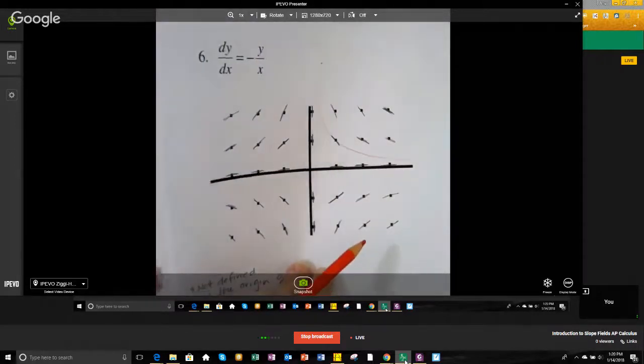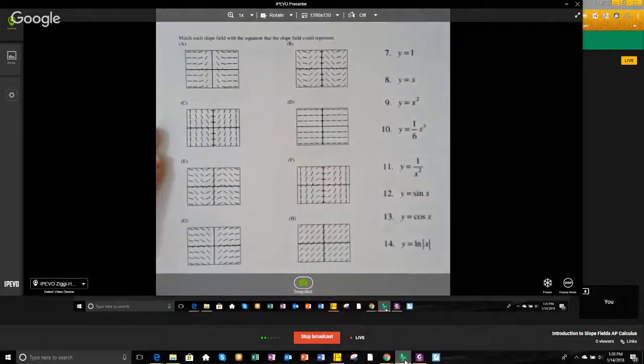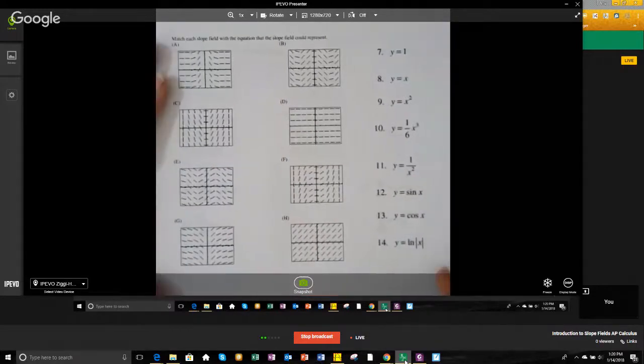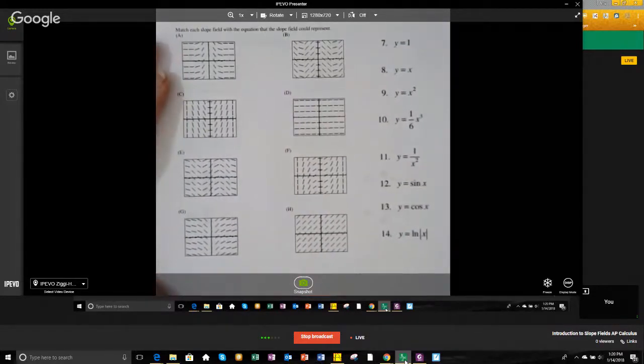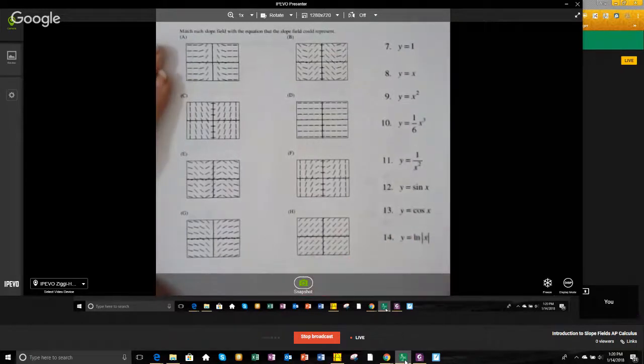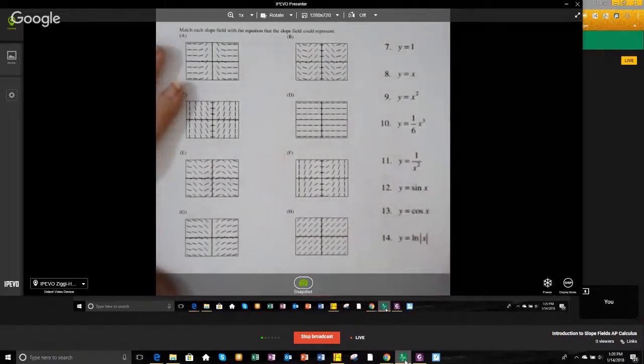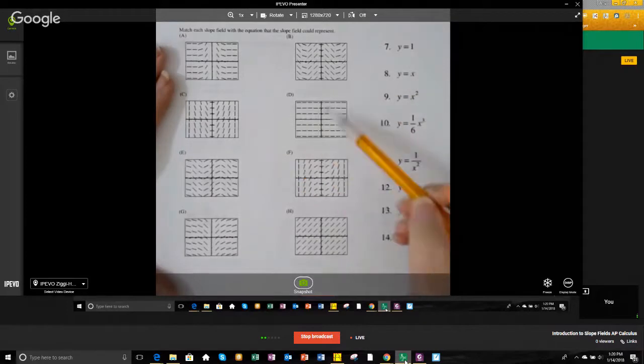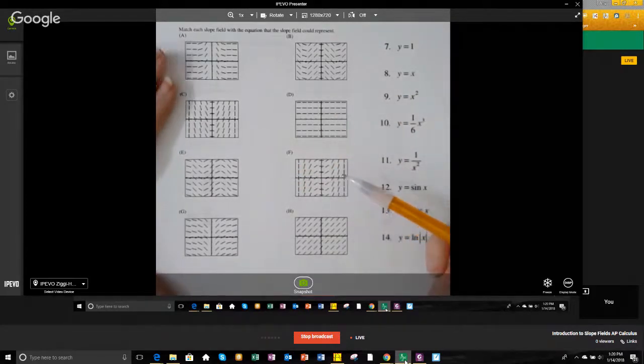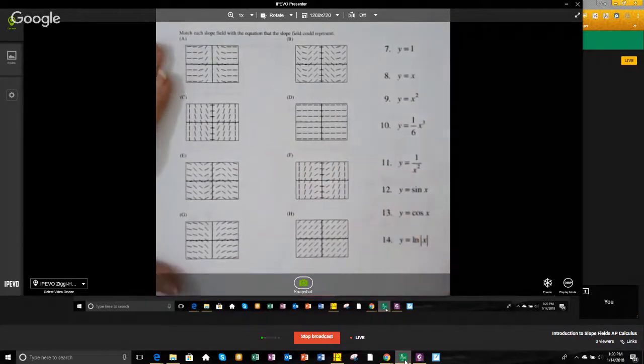So what kind of problems might we see when we're solving or looking at differential equations or slope fields? Well, you might have a matching type problem. And this one says, match each slope field with the equation that the slope field could represent. So these are the parent functions, and these are the slope fields of their derivatives. So let's see if we can match them up.